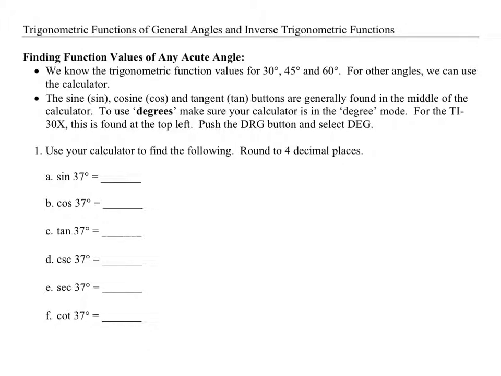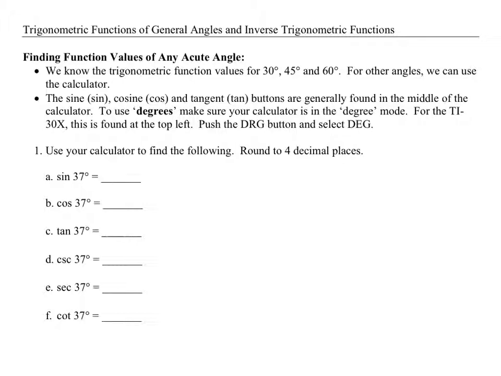This lesson is about two things: trig functions of general angles other than 30, 60, and 45, and also inverse trig functions. That's if we're given a trig ratio, we're going to find the angle associated with it. So what we're going to do is use the calculator and round to 4 decimal places.